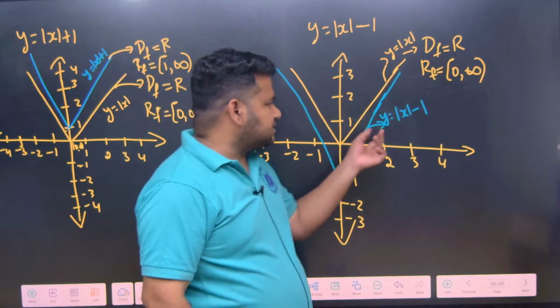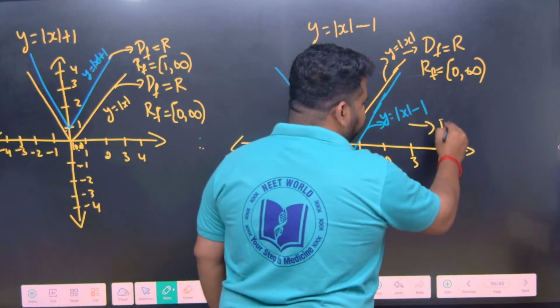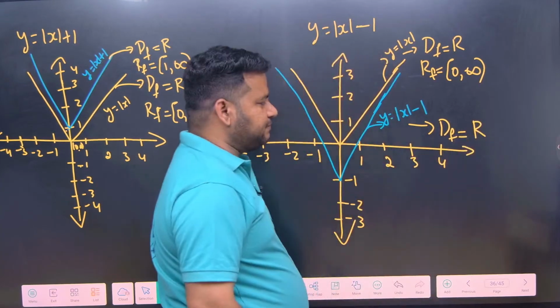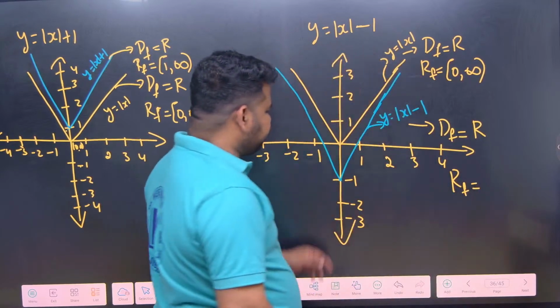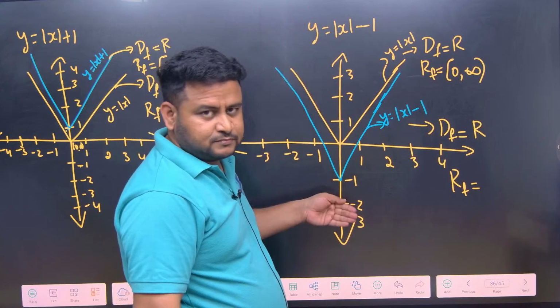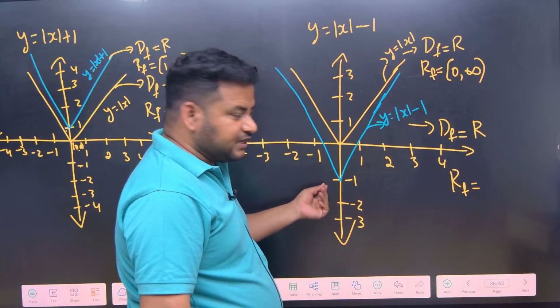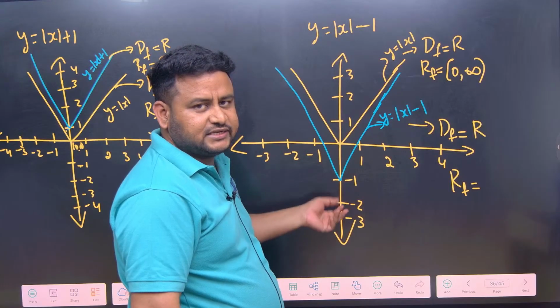Now if you look at y is equal to mod x minus 1, what is the domain? The domain is the set of all real numbers. It does not change. You can give any input. What about the range of this function? The range is starting from minus 1 and going upwards only, not downwards. It is inverted towards upward only.